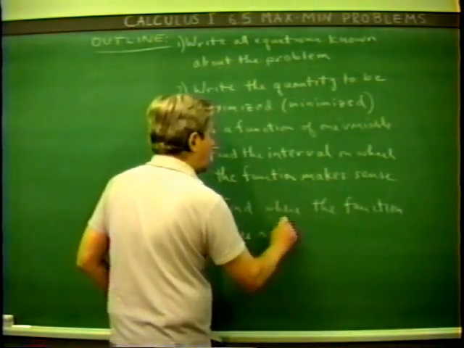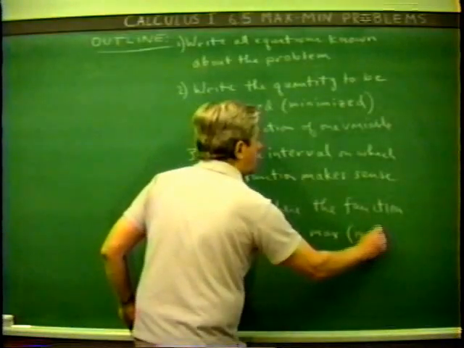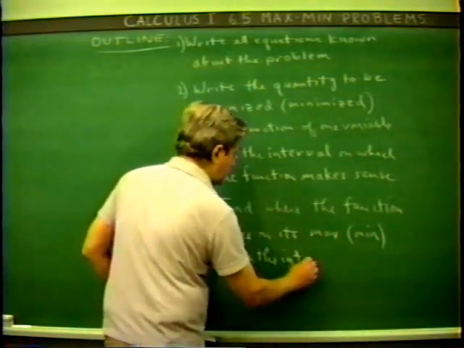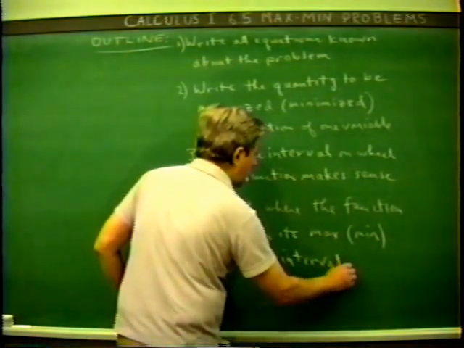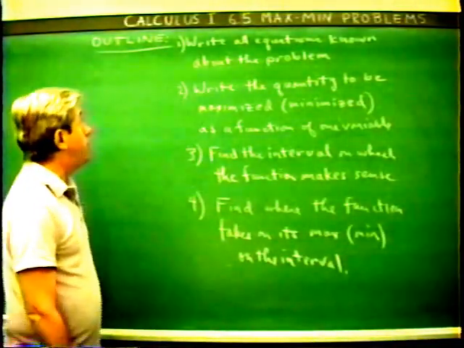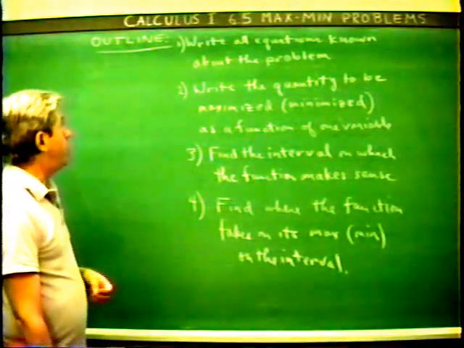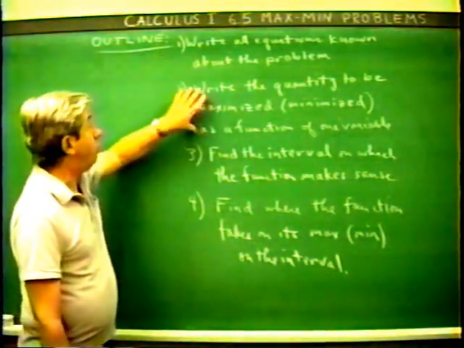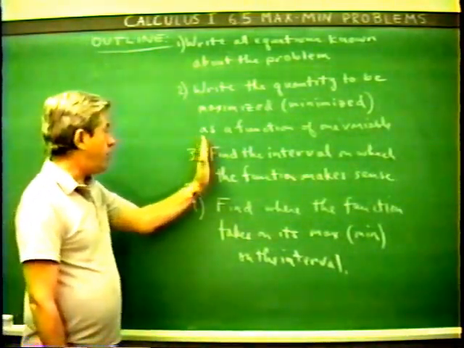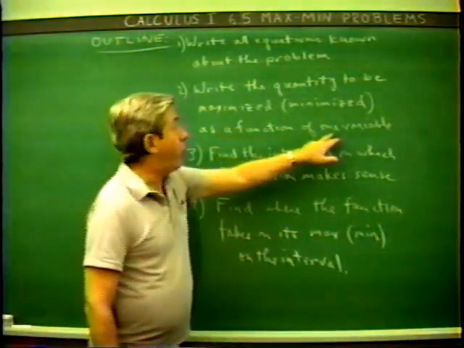takes on, if it does, its maximum and minimum on the interval. When we do some of these problems, it'll be clear what exactly is meant by this and when you can conceivably do it. You can get a sense for when you can do it. For example, if you can write down all the equations and you feel you can solve them for the quantity to be maximized or minimized, then it's important to find out where this problem makes sense.